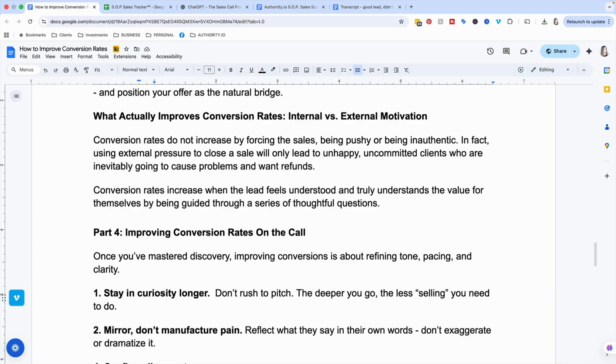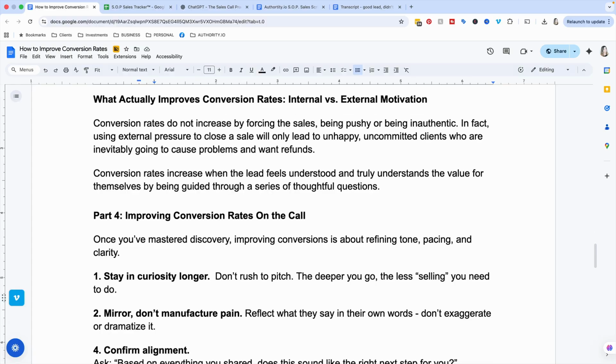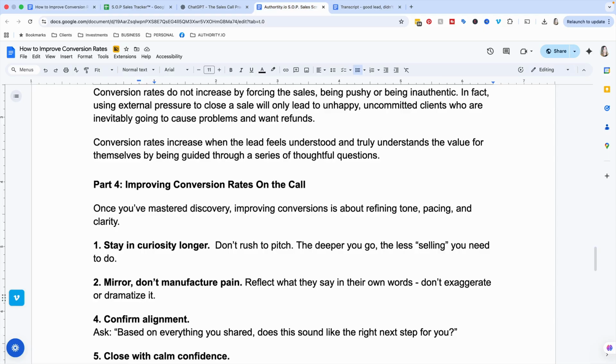Okay? So what actually improves conversion rates? Internal versus external motivation. I cannot tell you how important this is. Conversion rates do not increase by forcing the sale, being pushy, or being unauthentic. In fact, using external pressure to close the sale will only lead to unhappy, uncommitted clients who are inevitably going to cause problems and want refunds. Conversion rates increase when the lead feels understood and truly understands the value for themselves by being guided through a series of thoughtful questions, which, as you know, are already included in your SOP sales script.